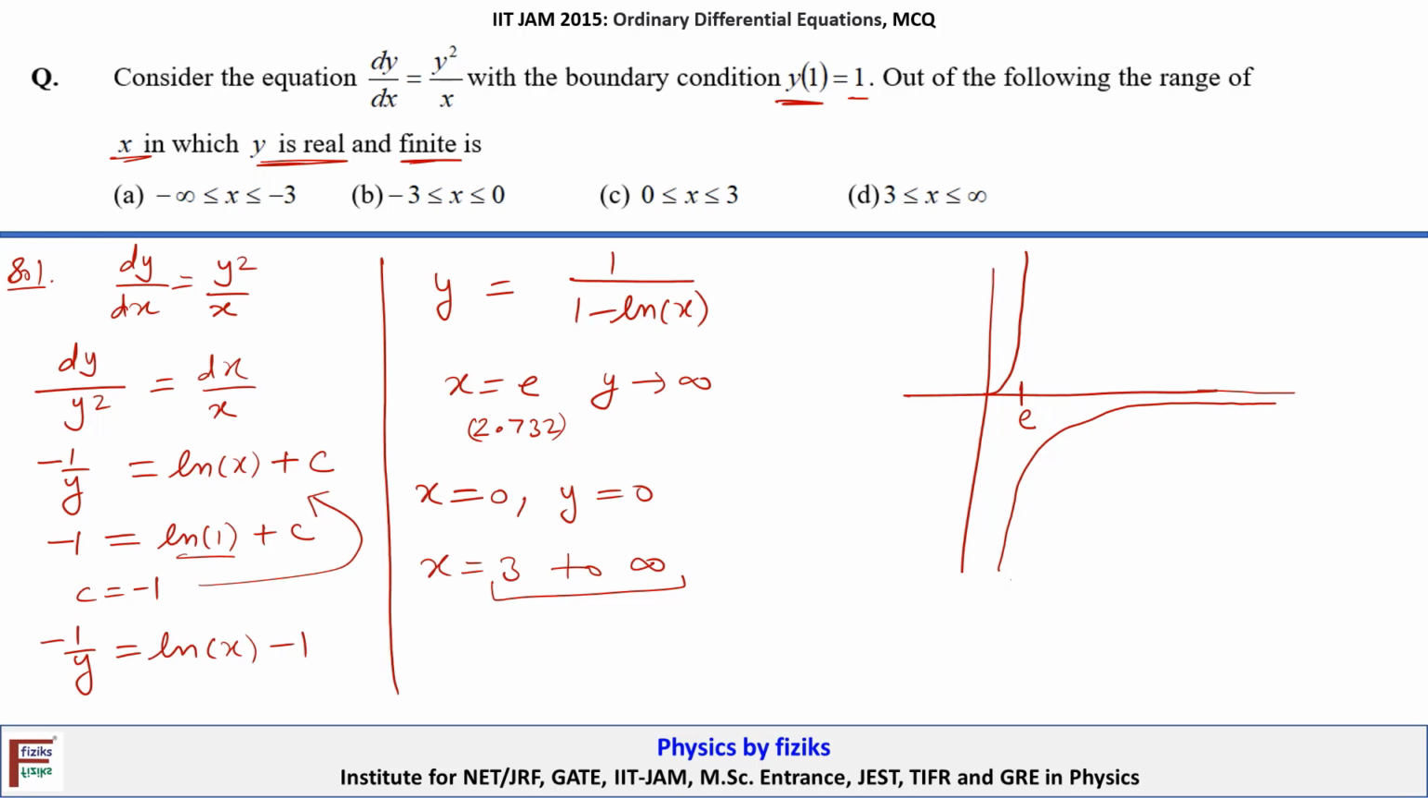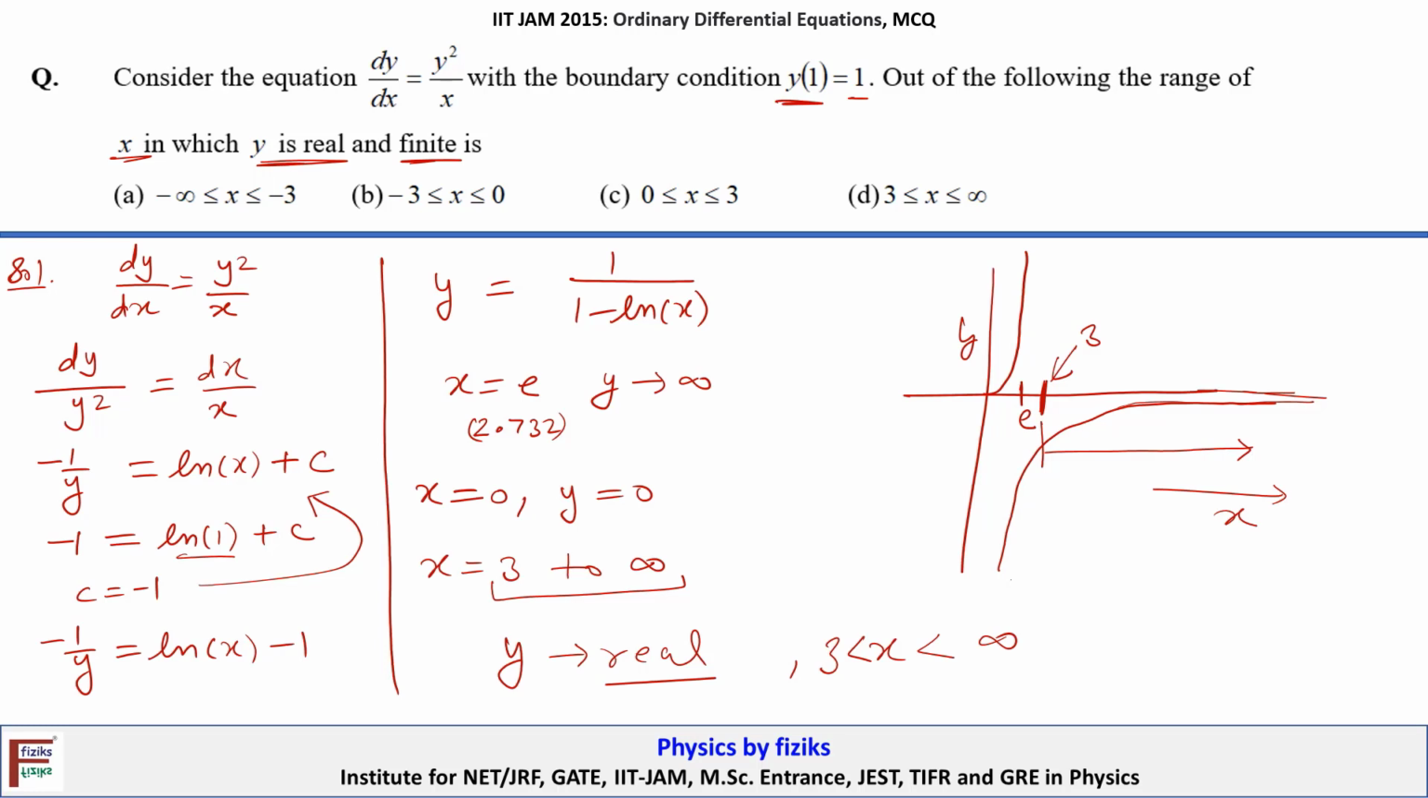3 to infinity, this is the function, this is e, and somehow here this is our point 3. From 3 to infinity, this function y has some finite value, and of course it tends to 0 if we move in the x direction to infinity. Hence the behavior of y is real only for the window of x, that is, starting from 3 to infinity.